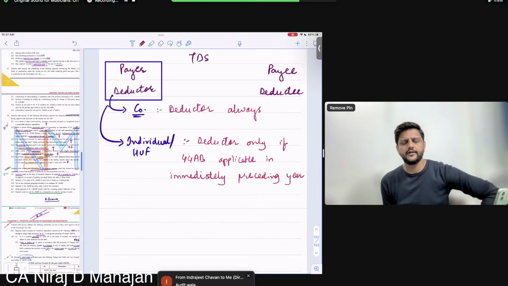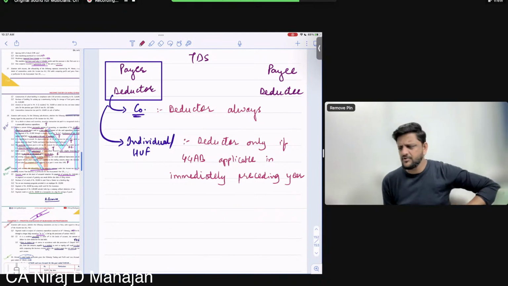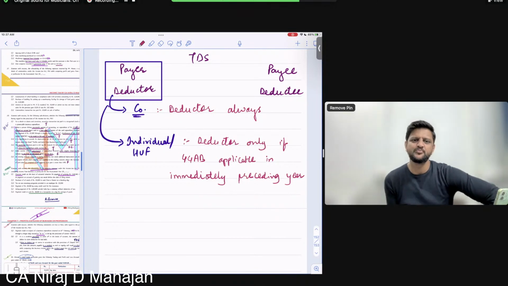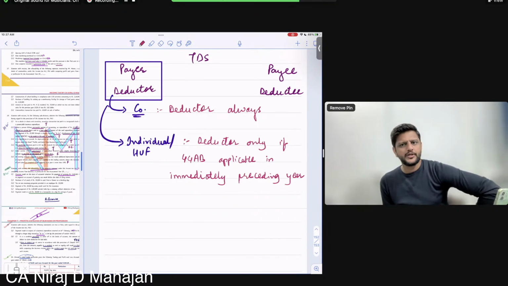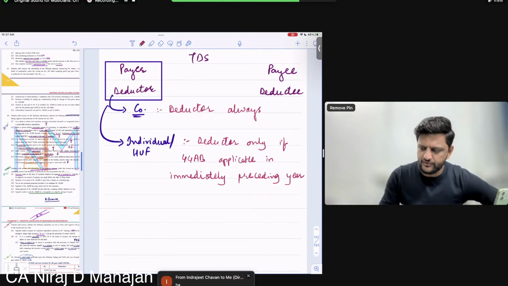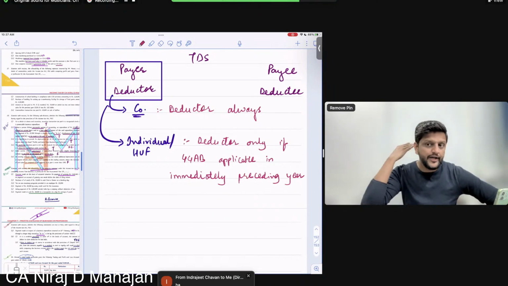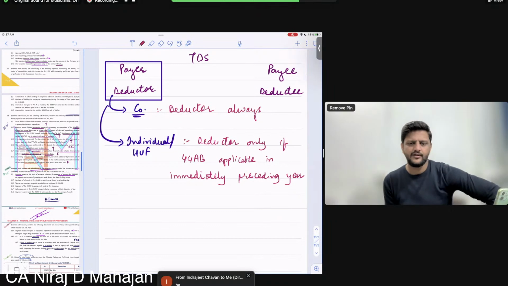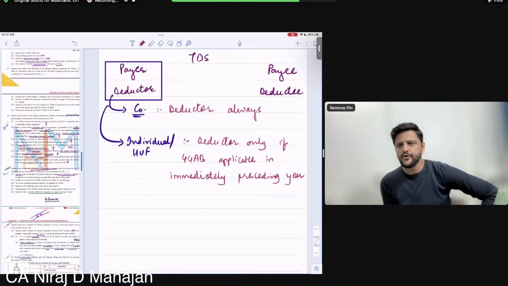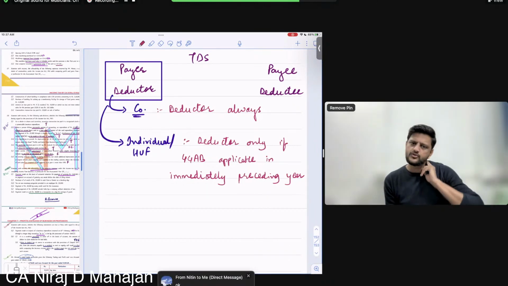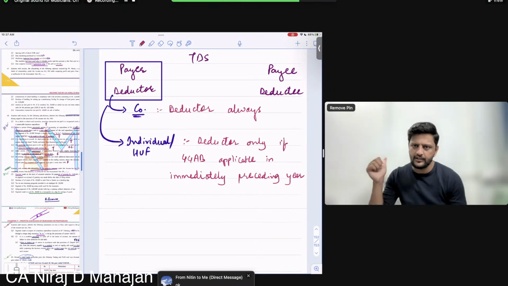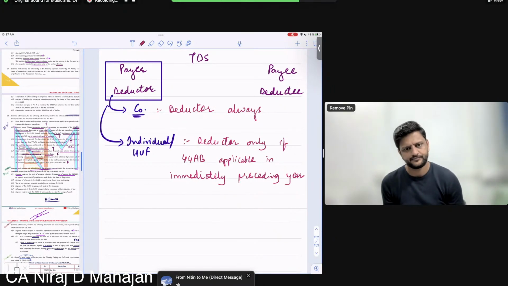Correct, Indrajit, audit case. Try to understand the logic. 44AB from the income tax point of view says you are rich, with good turnover. The department thinks that if you were liable for audit, you have to hire a chartered accountant to get the books audited. You are a rich person, you can pay the fees, so you have to get it audited. So if you were liable for audit in the last year, in the current year you are a deductor.